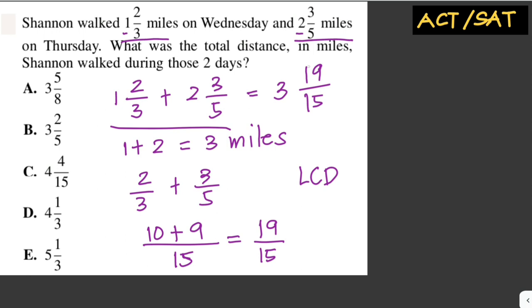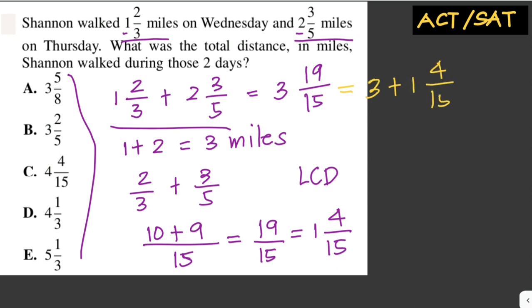And now we can simplify 19 over 15, because we don't have 3 and 19 over 15 among the choices. We can write 19 over 15 as 1 and 4 over 15. So this one would just be 3 plus 1 and 4 over 15. Therefore, our answer is just equal to 4 and 4 over 15. So the answer here is letter C.